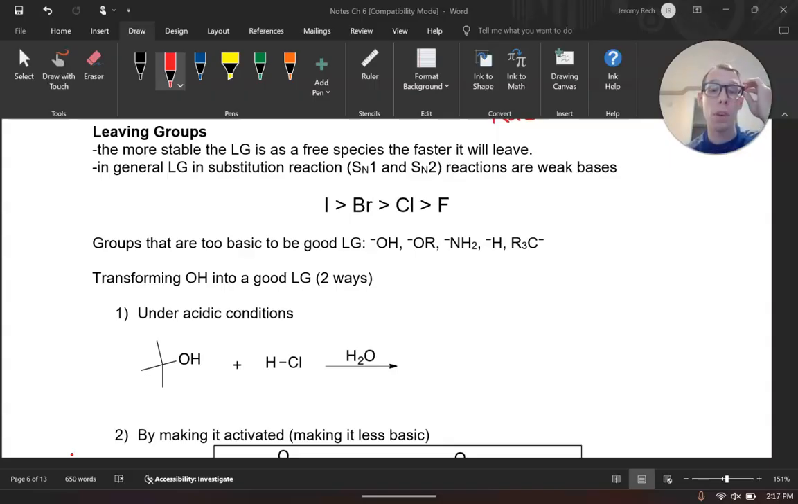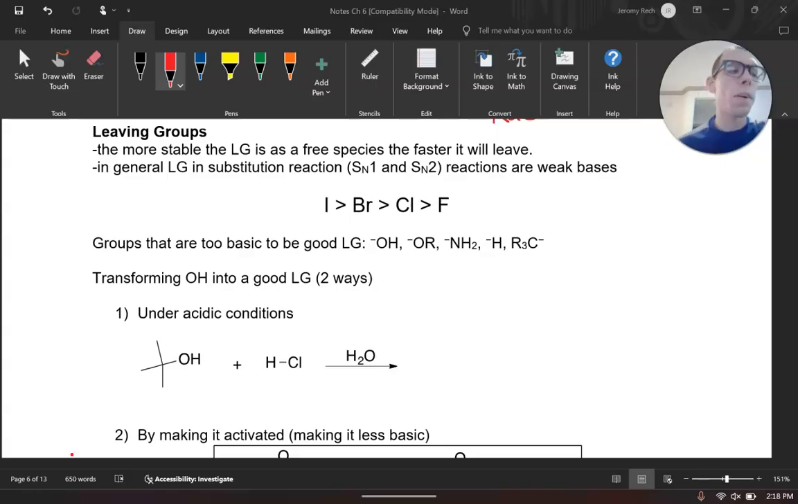So for example, if you were comparing two different structures, one which had a chlorine and one which had a bromine, and you were asked to compare the rate of the reaction for those two, your bromine substrate is probably going to have a faster reaction because bromine is going to be a better leaving group than chlorine.